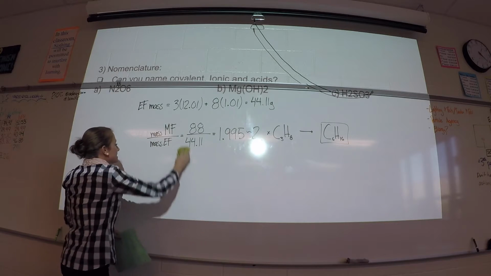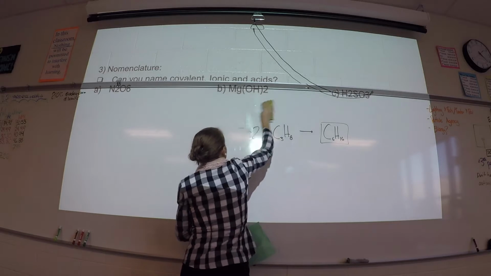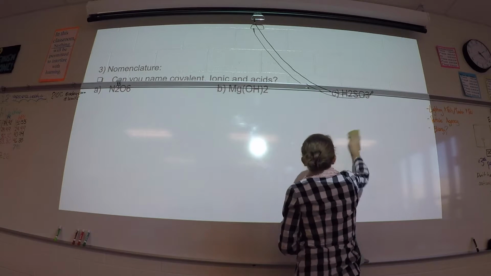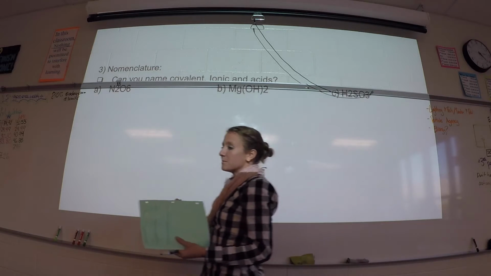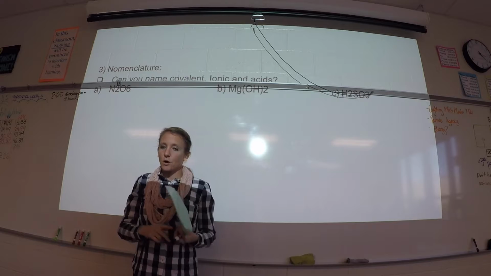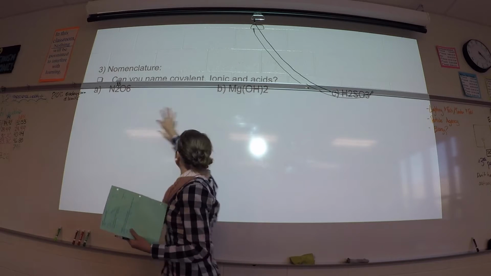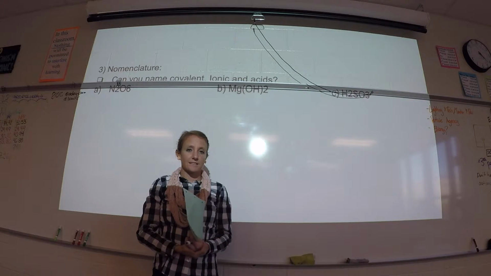Okay, so first thing you need to know, percent composition. Second thing is empirical. And finally, the third thing, what we've been working on most recently, is nomenclature. Okay, so you need to be able to name covalent, ionic, and acids. So, pause the video, name these 3 things for me, and then check and see how you did.